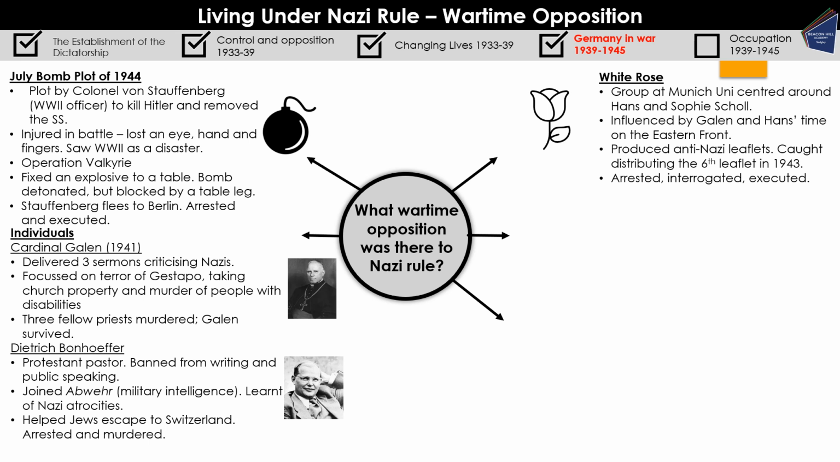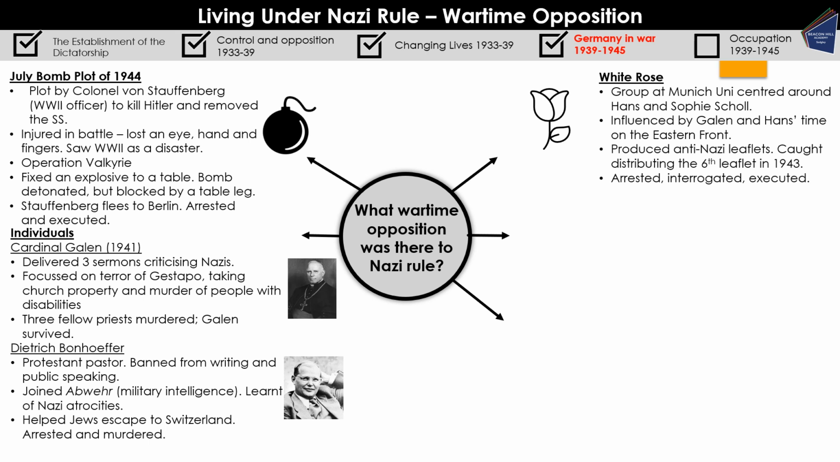We then have the White Rose movement. So these, remember, a student group at Munich University who were led by Hans and Sophie Scholl, brother and sister. They had been influenced by the work of Cardinal Galen, who, remember, we've just spoken about with his speeches against the euthanasia campaign, but also Hans Scholl had spent time on the Eastern Front and had seen the atrocities that were taking place there. They produced anti-Nazi leaflets and distributed these throughout the university.